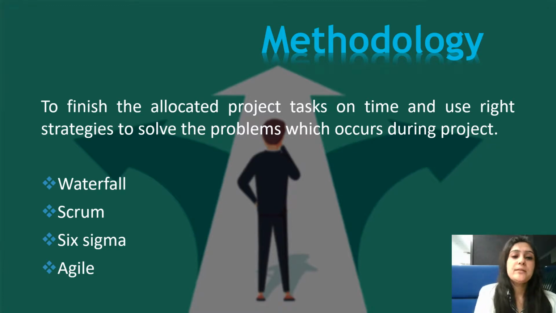Scrum is also a process of agile methodology, but it is used for huge projects. That's why we are not going to take this one. Six Sigma is also a very good methodology, but we are not going to take this one because we can't make changes in the last phase. So we are going to select our methodology. It's Agile.